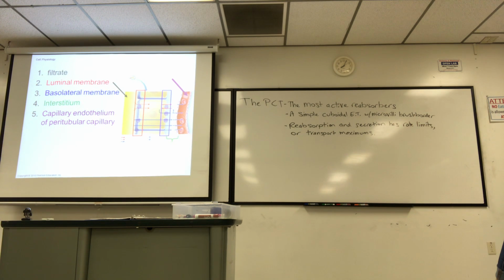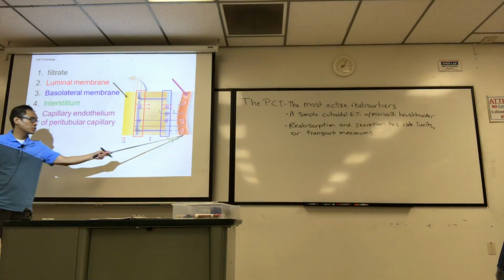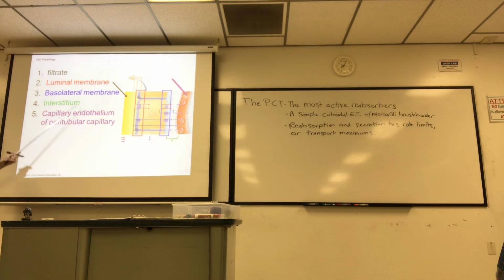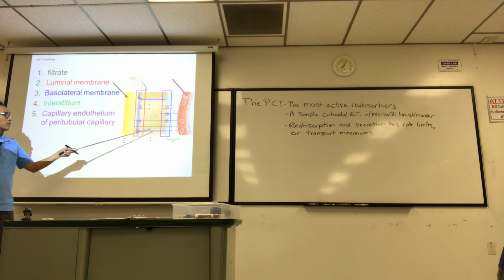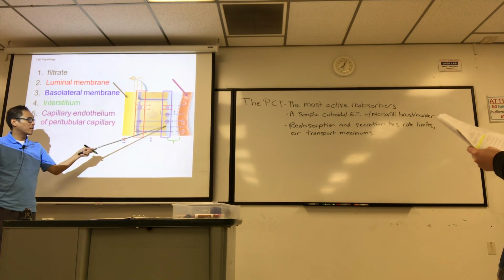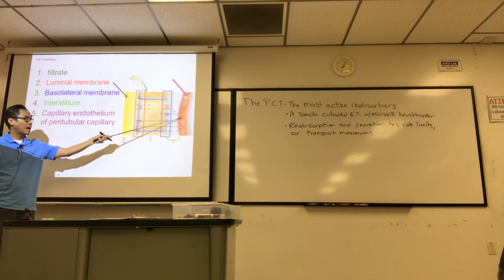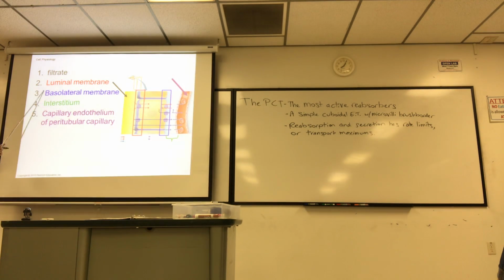And so appreciate that to move something from the filtrate, the yellow fluid, to the bloodstream, you have to get it through all of these places. From the filtrate, the main things you move it through are number 2 and 3. The luminal membrane, the side that faces the filtrate, or the lumen of the tubule, and the side opposite, the basolateral. Then you have to get it through the interstitium and finally through the capillary wall. We're going to focus on 2 and 3. How do you reabsorb past those cellular barriers?